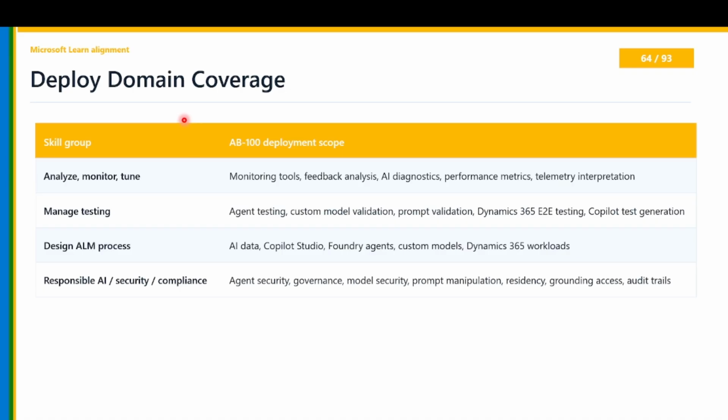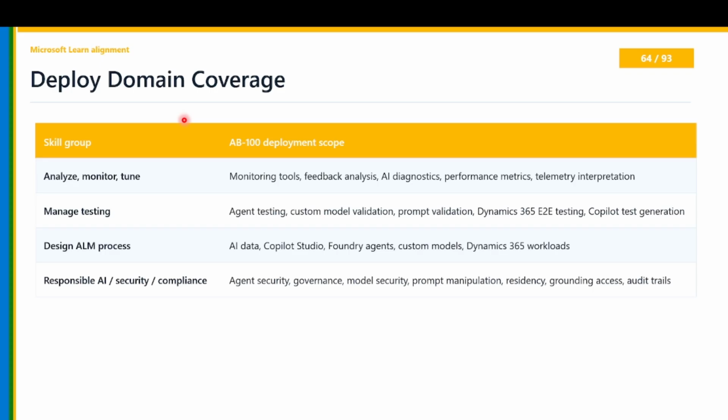So deploy domain coverage means, how do you deploy agentic AI solutions, and how do you integrate with Office 365 and Dynamics 365, either using Microsoft Power Platform pipeline or using Azure DevOps pipeline, then how do you determine what you should use for the pipeline, what you should use for the deployment, for the CI/CD? Is it Copilot Studio or is it Microsoft Foundry?